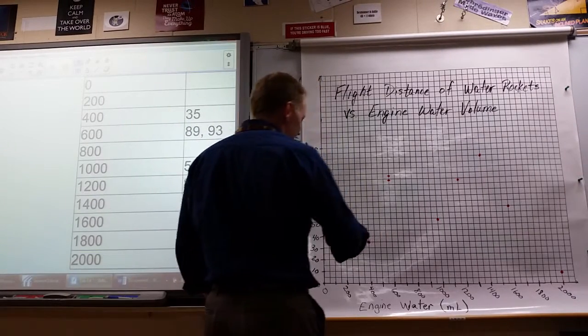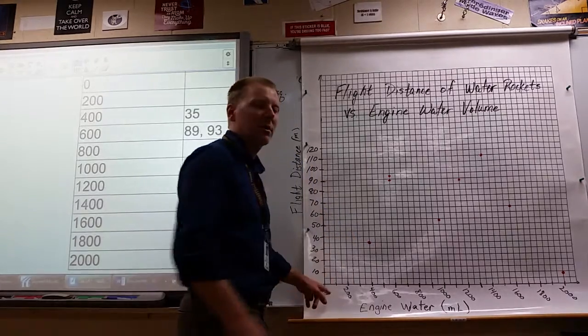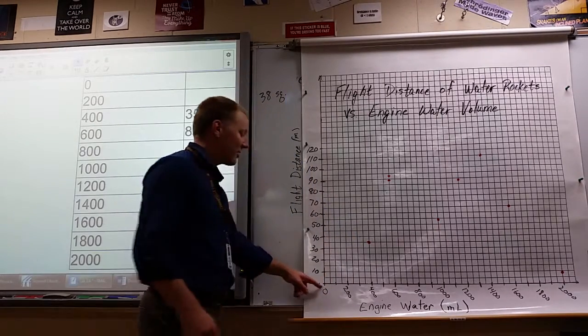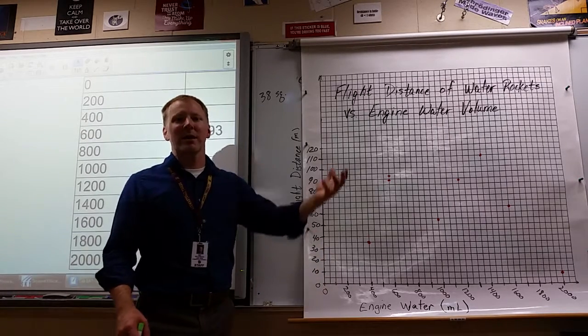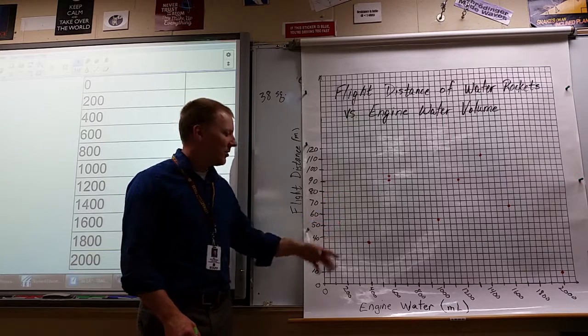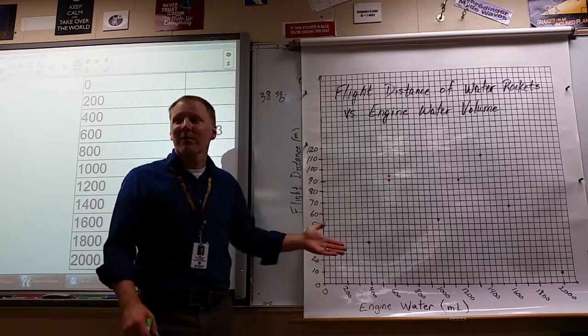So what I'm going to do is start down here in the lower left. Don't have to go to 0. In fact, I shouldn't, because if I had zero water in my rocket, I'd still have compressed air, so I would expect it to fly some distance. I don't know exactly how far, we didn't measure that one, but it wouldn't be 0. It would come off the launcher.